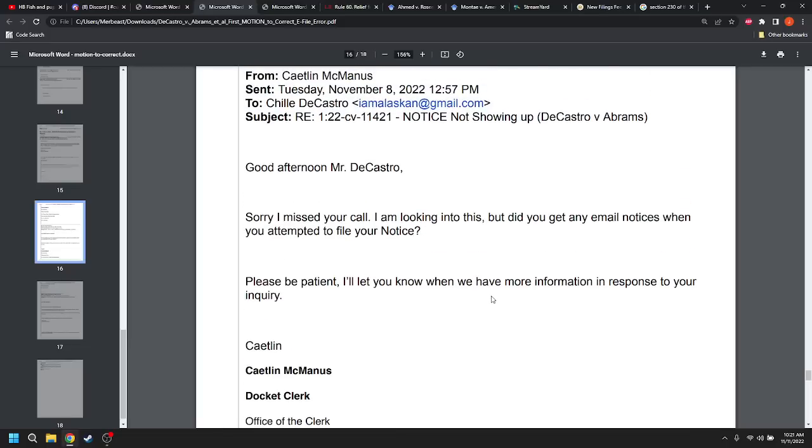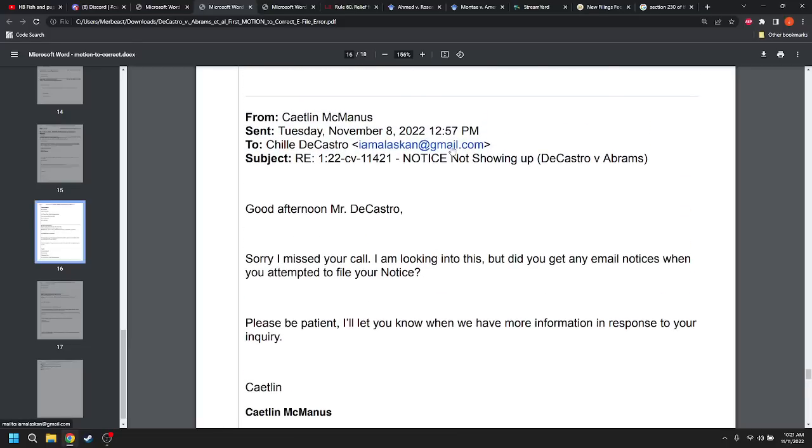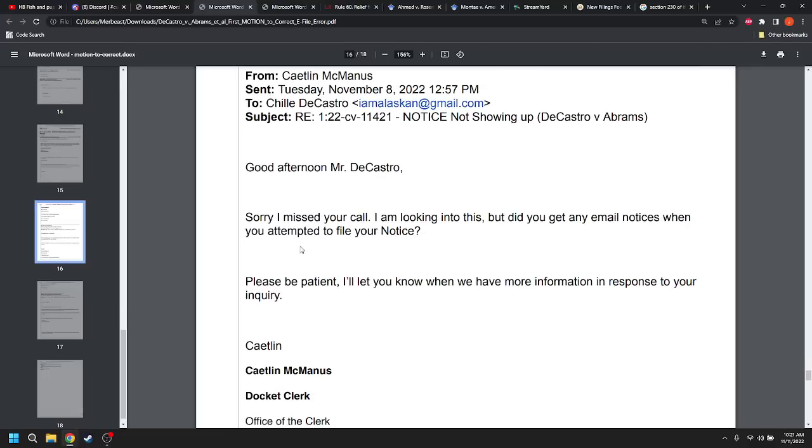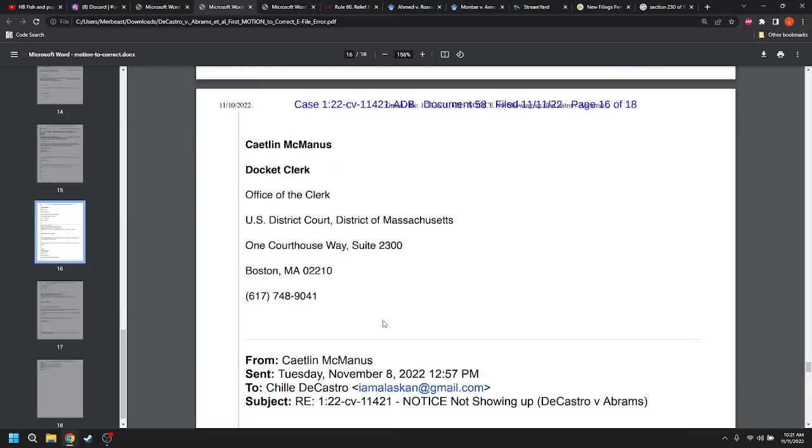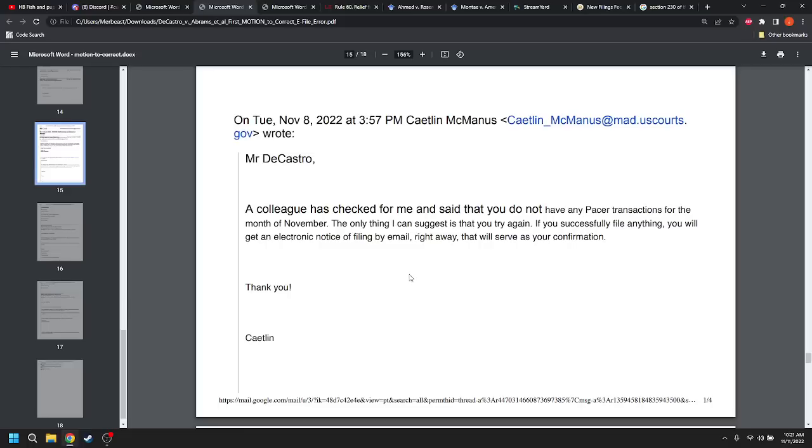So Caitlin McClurk McManus said at 12:57 p.m., "Sorry, I missed your call. I am looking into this. Did you get any email notices when you attempted to file your notice? Please be patient. I'll let you know when we have more information in response to your inquiry." Dear Mr. Decastro, a colleague has checked for me and said you do not have any Pacer transactions for the month of November. Oh no. The only thing I can suggest that you do is try again. If you successfully file anything, you will get an electronic notice of filing by email right away that will serve as your confirmation. Oh, it's right away. That's my understanding of it.